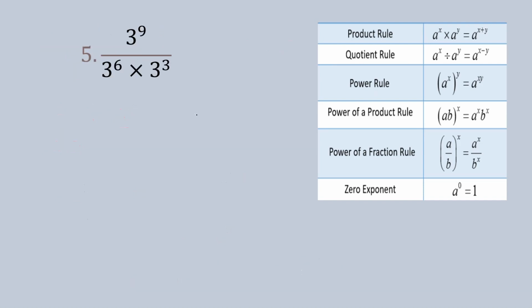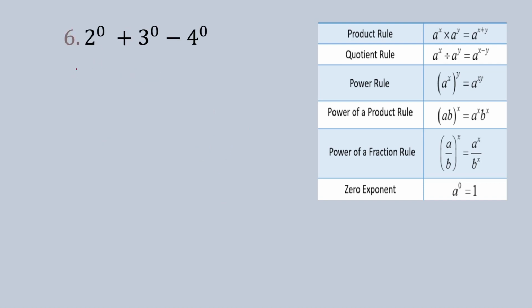Now moving to question number 5, here we have numerator and denominator, so we will treat it separately. 3 raised to the power 9 as numerator, but in denominator we can apply law, which says bases are same, so we can add the exponent 6 plus 3, which will give you 3 raised to the power 9 upon 3 raised to the power 9. Now you have exactly same numerator and denominator, so you can cancel it, which will give you 1 as a result.